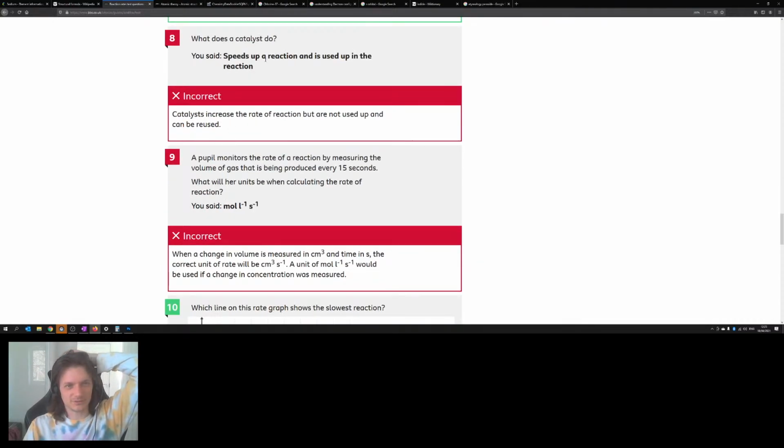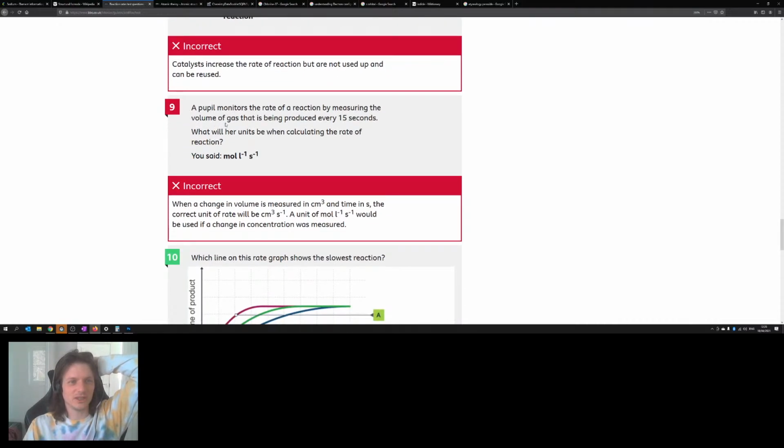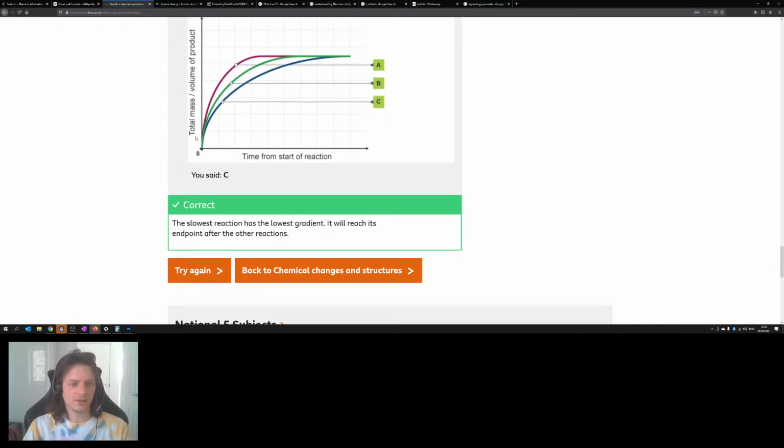What does a catalyst do? Speeds up a reaction and is used up. Okay, and it is not used up and can be reused. Okay, cool. A pupil monitors the rate of reaction by measuring the volume of gas that is being produced every 15 seconds. What will the units be? When a change in volume is measured in centimeters cubed and time in seconds, that is the correct unit of rate. Okay, cool. I didn't know that. Nice.